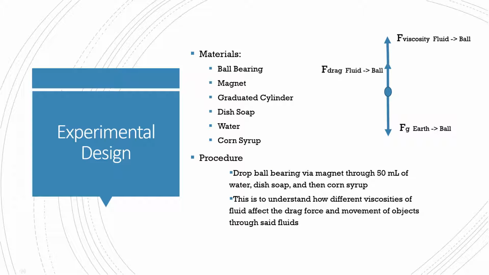Our experimental design was relatively simple. For our materials, we used a ball bearing, a magnet, a graduated cylinder, and 50 milliliters of dish soap, water, or corn syrup. First, we dropped the ball bearing via the magnet through 50 milliliters of one of the liquids. We changed the liquids to understand how the different viscosities of fluid affect the drag force and movement of objects through said fluids.